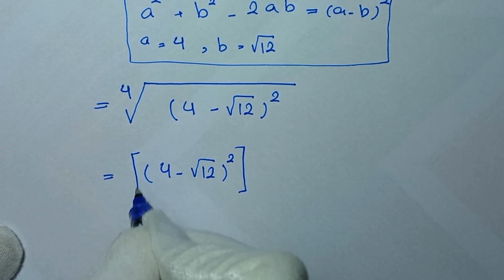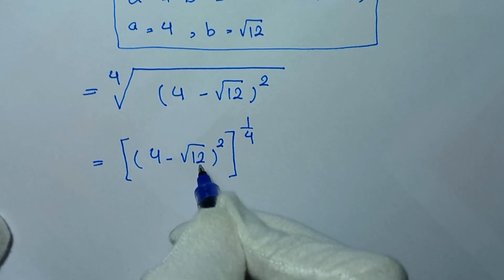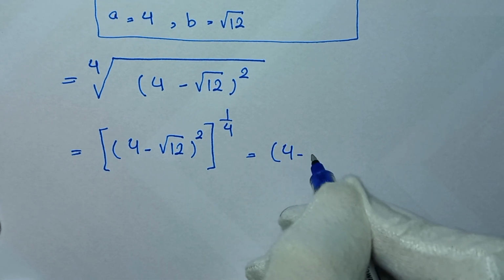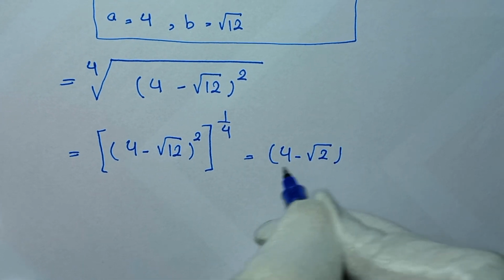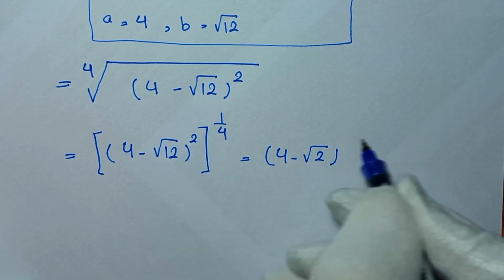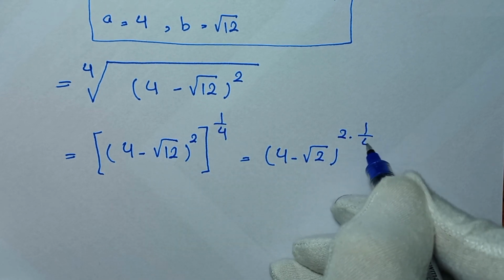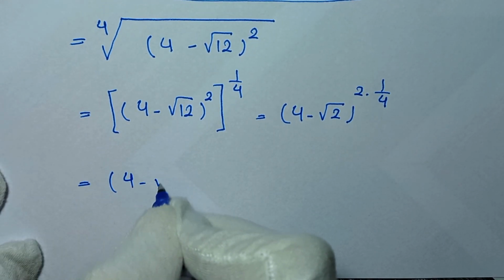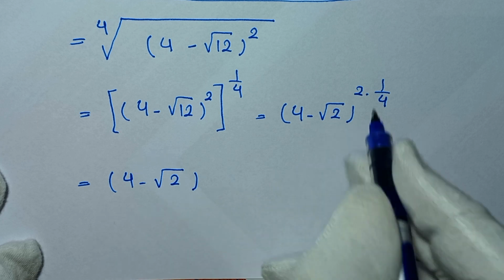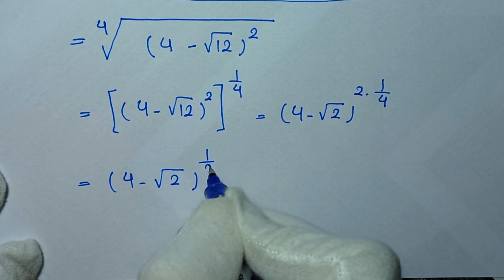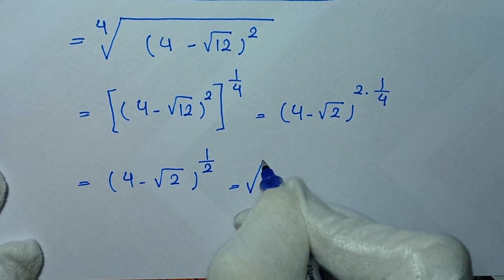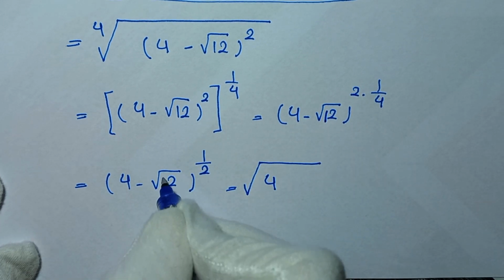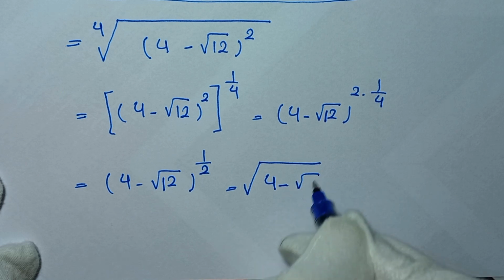And here we can write this root as the power of 1 over 4, right? So in here this is equal to 4 minus square root of 12 to the power of 2 times 1 over 4, 2 times 1 over 4, and it will be 4 minus square root of 12 to the power of 2 times 1 over 4, it will be 1 over 2, or square root of 4 minus square root of 12, right? In here we have square root of 4 minus square root of 12.